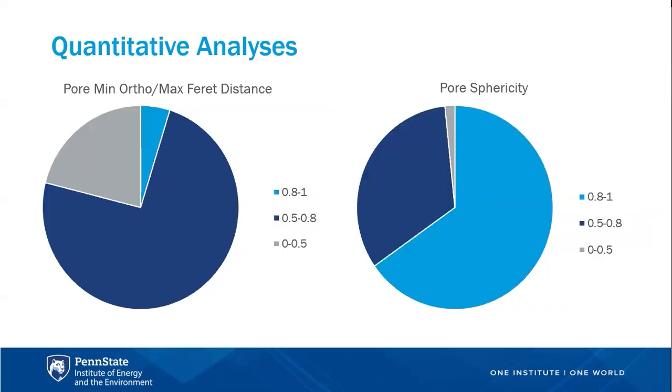If we look at the min-ortho max Feret distance, which is a measure of that sphericity, and the actual sphericity measurement, you can see that even though we're measuring the same thing, we get different results. One of the reasons is that small particles tend to appear spherical even if they're not. So if you have a lot of small particles, you end up with a lot more spherical things. Different measurements can show you different things.